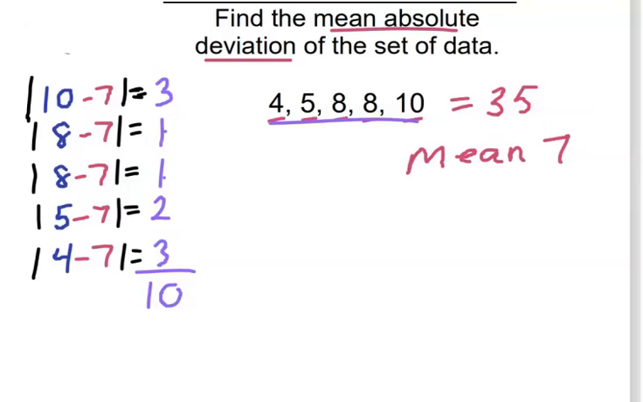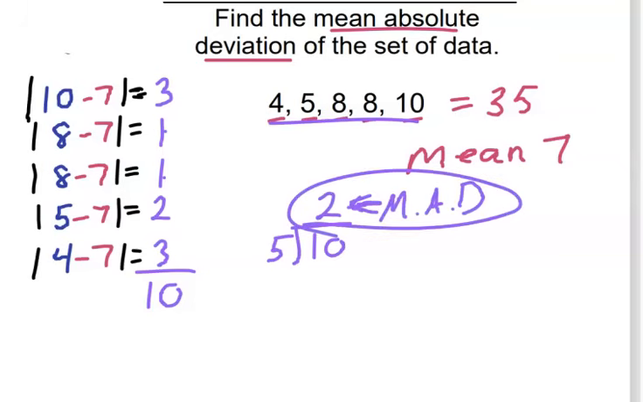We have 5 numbers in the data set, so it's 10 divided by 5. 10 divided by 5 is 2. So that is our mean absolute deviation. All right, so 2 is our mean absolute deviation, which means from the mean, from the 7, it would be normal to be 2 higher than that or 2 lower than that. That's our mean absolute deviation.